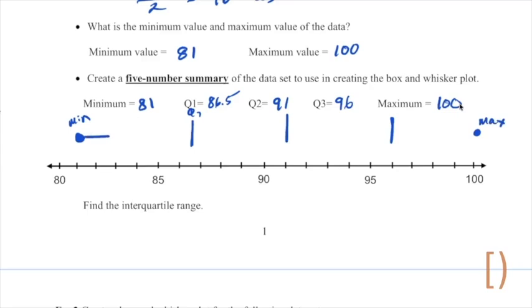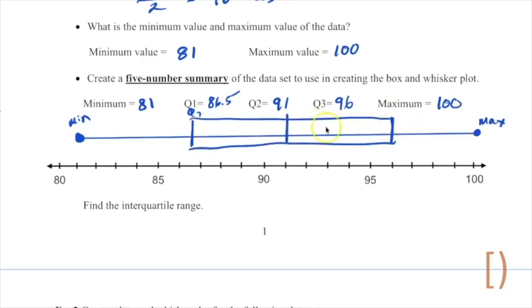Well, first we connect the min to the max, like that. And then with our little lines here, we make a box out of it. So that's our box and whisker plot.